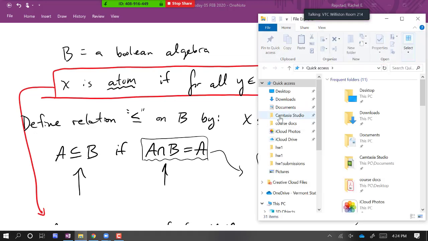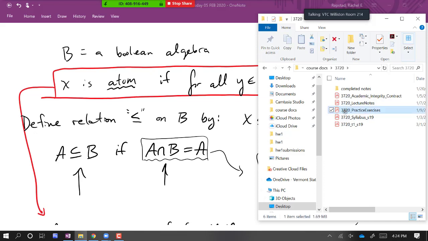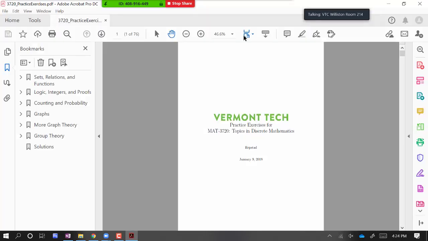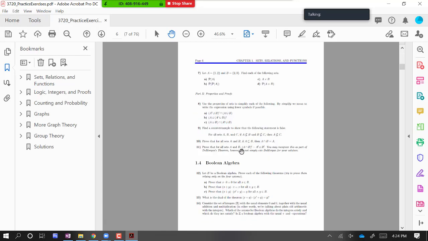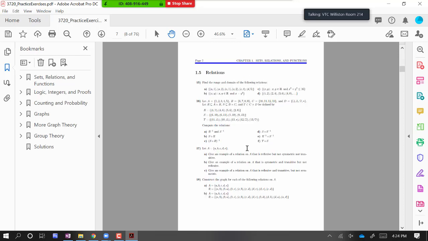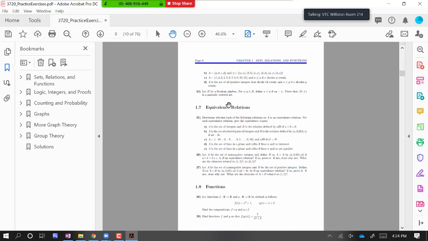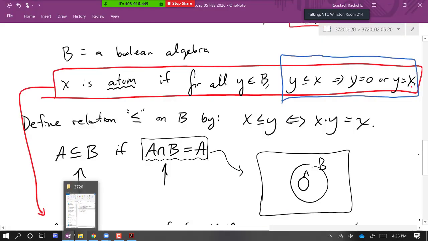We might get some direction from the practice exercise. Which one was it? 24? Oh no, it's a page. Oh yeah, you said page 9. Okay. So we know that it's a partially ordered set. We know that it's symmetric. We know that it's reflexive, anti-symmetric, and transitive. That might get you some progress there.